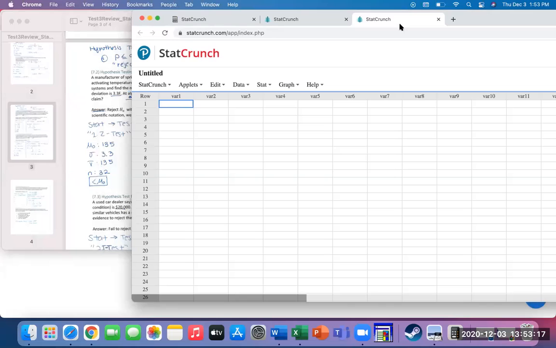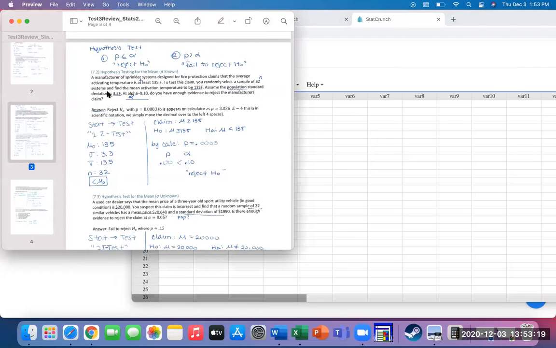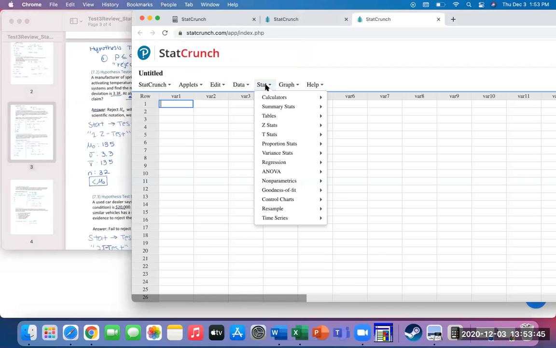So I'm referring back to your test 3 review, and I'm starting at the questions that deal with hypothesis testing. If we wish to do hypothesis testing, the first example is with the population standard deviation, your sigma, known. For this first type where your population standard deviation is known, our command will be Z stat. So we go to Stat, go to Z Stats.